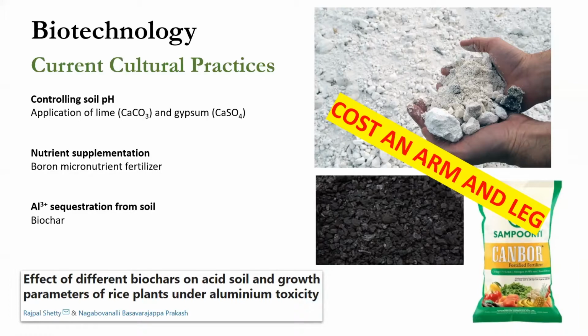However, while these methods discussed here are really effective, they start to get pretty expensive when we're using them for thousands of hectares of crops. And really, some of these are not accessible for developing countries such as Bangladesh. Therefore, generating aluminum-tolerant croplands is still an important endeavor.